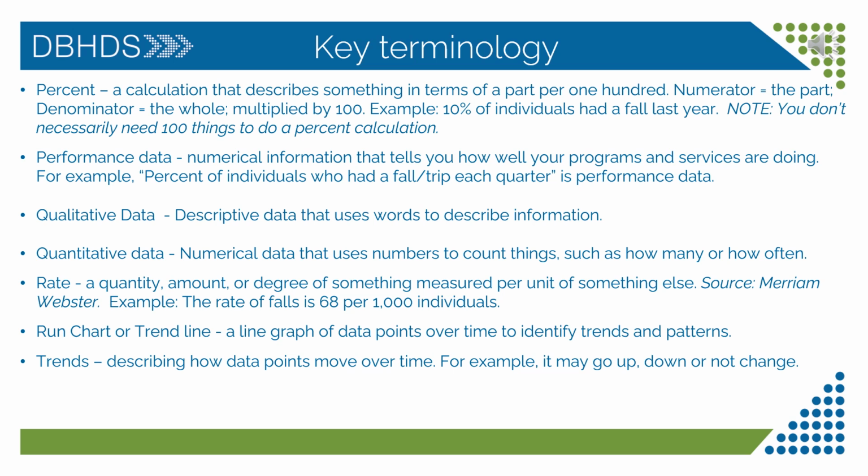A rate is a quantity, amount, or degree of something measured per unit of something else. An example of a rate is the rate of falls per 1,000 individuals. A run chart or a trend line is a line graph of data points over time to identify trends and patterns. And trends means how you describe data points over time. For example, your data points may go up, down, or not change.